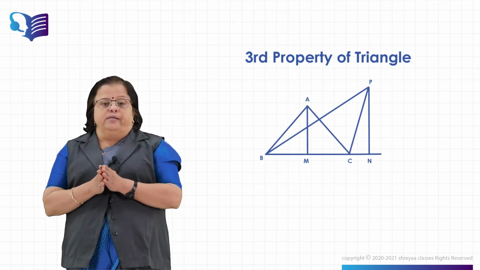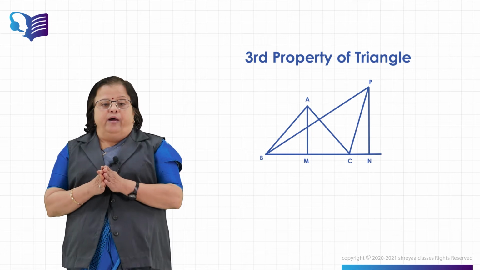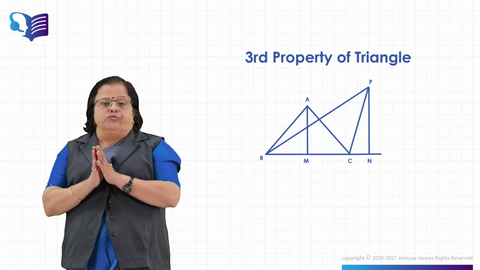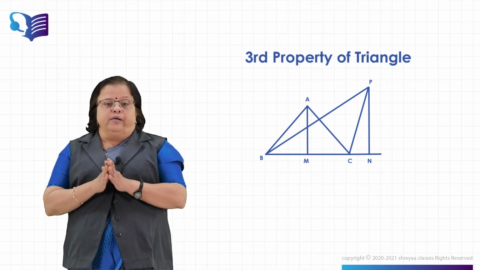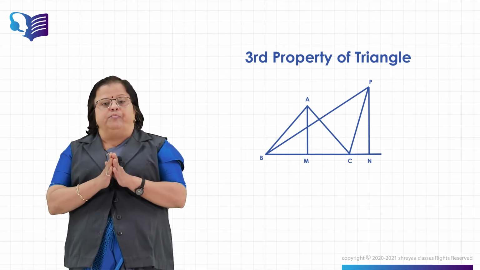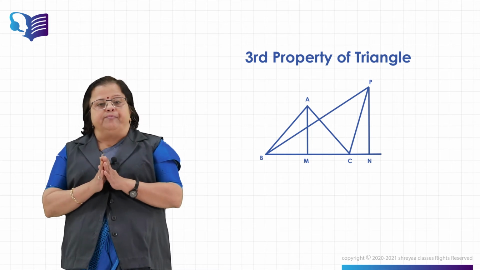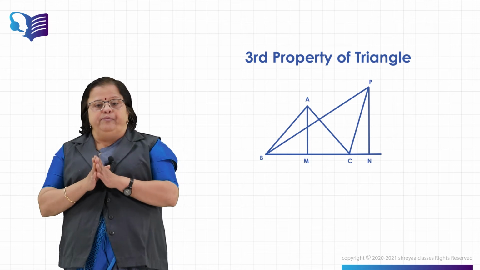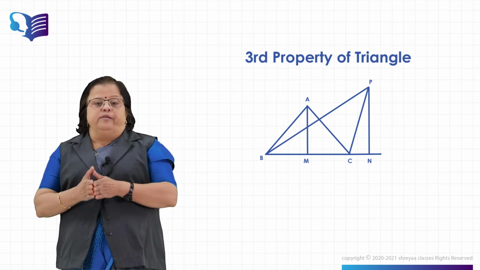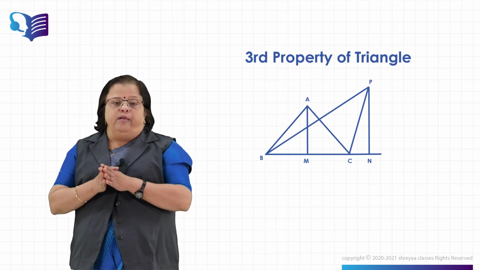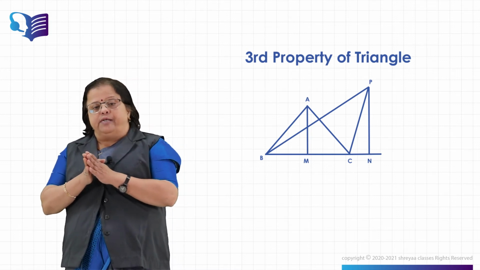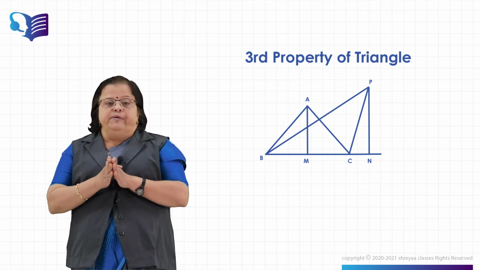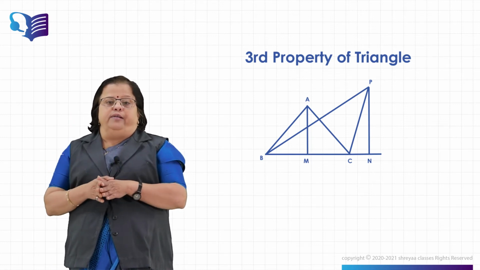Now you can see triangle ABC and triangle PBC. We are going to consider these two triangles. For triangle ABC, AM is the perpendicular drawn on the side BC. So, AM is the height. And for triangle PBC, PN is the perpendicular drawn on the side BC, which is extended. So, PN is the height of triangle PBC. Now, we will write the ratio directly.